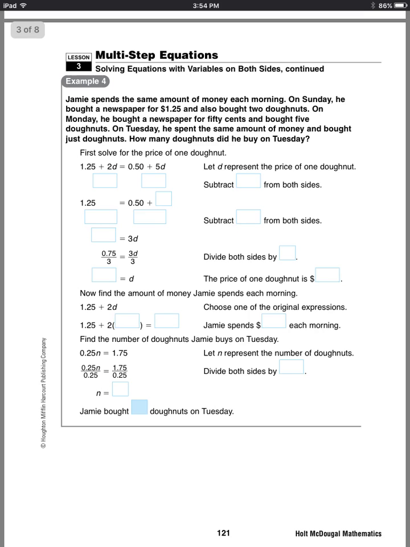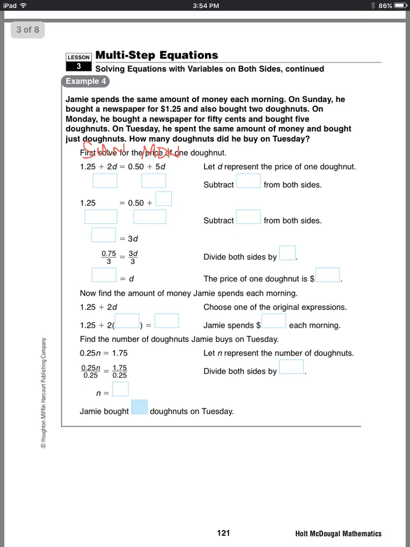So, on Sunday, he spent $1.25 plus 2 times whatever 1 donut costs. So that's where we get $1.25 plus 2 times D. Okay? And he spent the same amount on Monday, where he bought a newspaper for 50 cents plus 5 donuts for however much 1 donut costs. So this is Sunday, and this is Monday, and we want to set them equal to each other. So, in order to find out how much 1 donut costs, we have to solve for D.